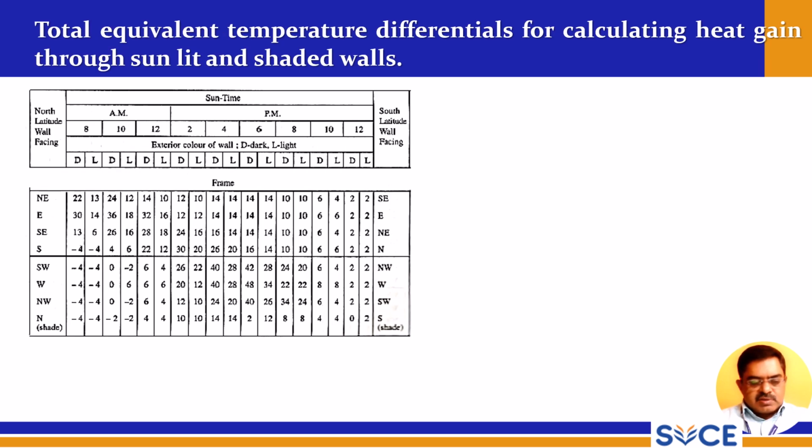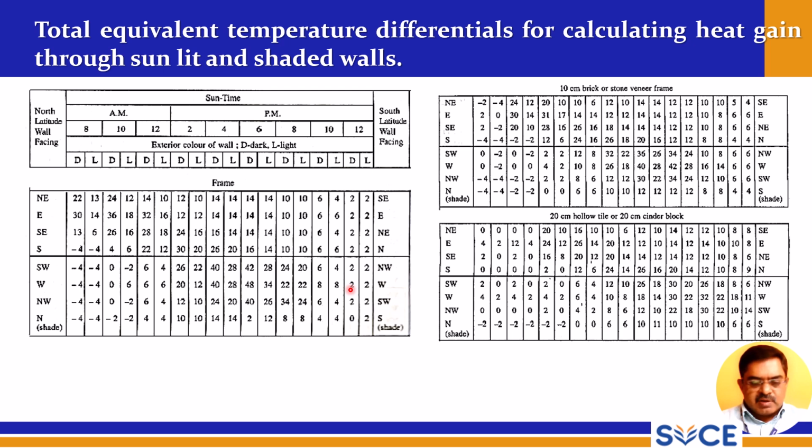So at the non-latitude wall facing, you can see the dark and light, and you can compare this table also. Anyhow, I am giving you this material, so please compare this for frame. It is happening like this, and for 10 centimeter brick and stone veneer frame, it is happening like this, and 20 centimeter hollow tile or 20 centimeter cinder block, so it is happening like this.